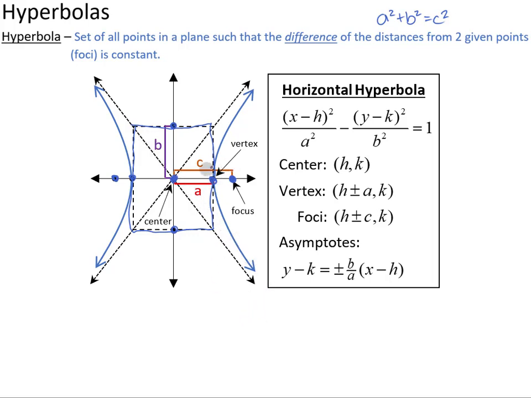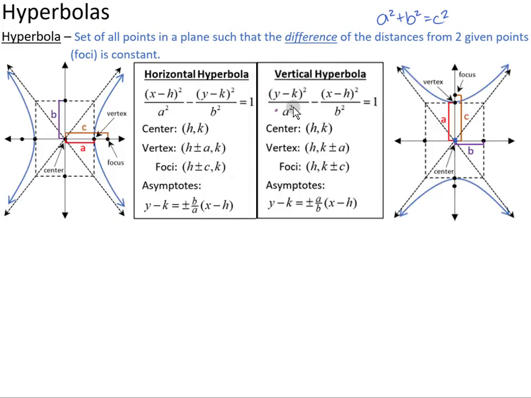Then I already know my vertices. We can just kind of curve my graph towards the asymptotes, knowing it opens up left and right. It's actually really fast and kind of fun to graph. Okay, so let's take a look really quickly. Okay, the vertical case is exactly what you would expect.